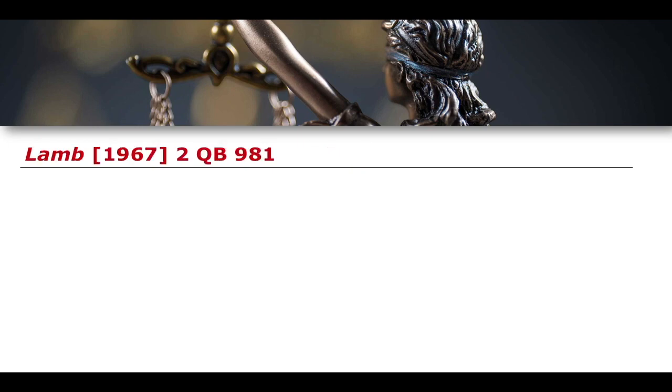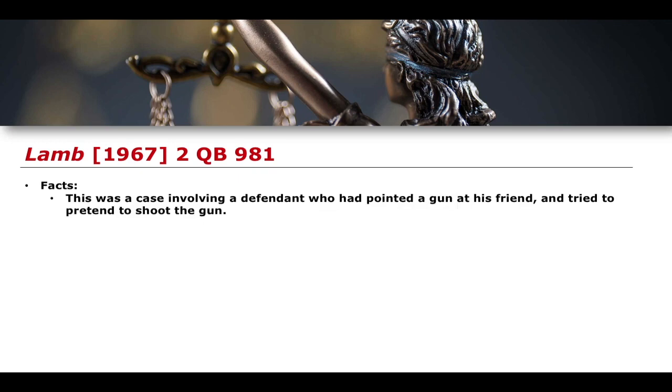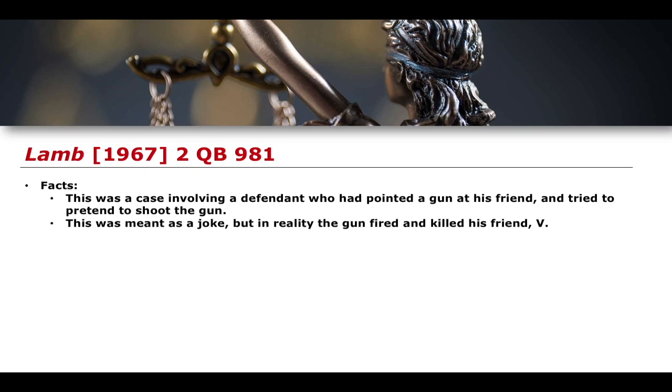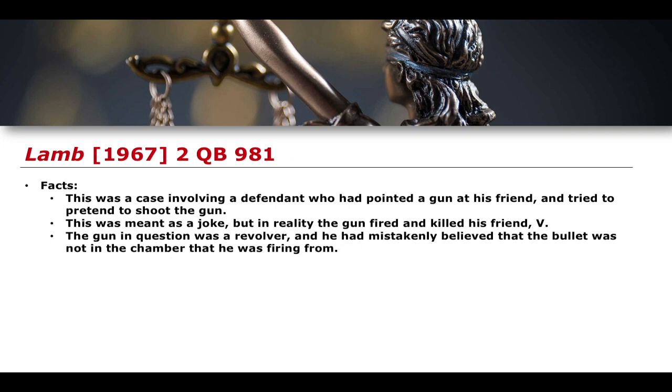And this is illustrated by the case of Lamb from 1967, because this case involved a defendant who had pointed a gun at his friend, and then he tried to pretend to shoot the gun. I say tried to pretend to shoot the gun because even though it was meant as a joke, he in reality did point the gun and did shoot the gun, and the gun did fire and killed his friend, who is now the victim of the homicide. The gun in question was a revolver, and he had mistakenly believed that the bullet was not in the chamber that he was firing from.